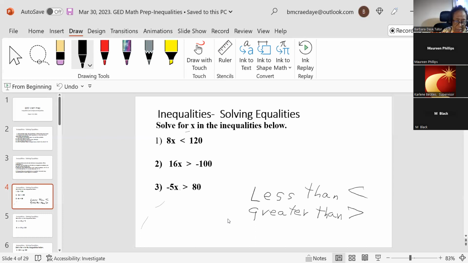Okay, let's look at the answers. Maureen, what did you have for number 1? I have x is less than 15. Okay, x is less than 15. Okay, that is correct. Divide the 8 into 120. What do you have for number 2? I have for number two x is less than minus 6.25. Why you got less and it's a greater than symbol?